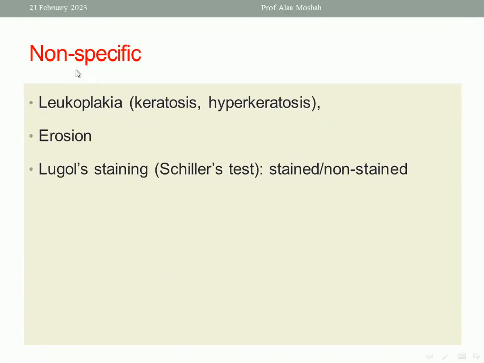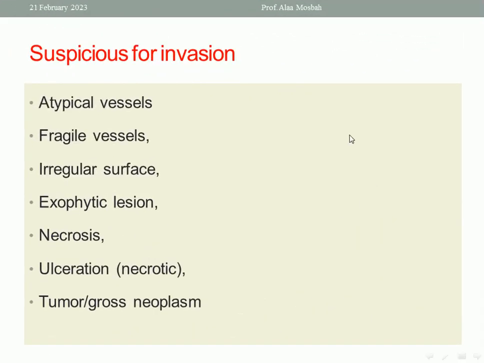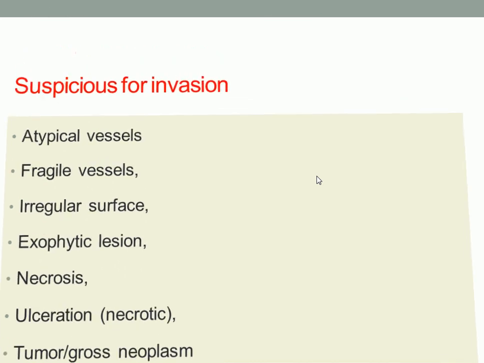Or there may be non-specific signs like leukoplakia, keratosis or hyperkeratosis, or erosion, local staining with iodine or Schiller's test, which may be stained or non-stained. What is also important are the signs suspecting invasion, invasive cancer, like atypical vessels, ladder-shaped branching vessels, fragile vessels, necrosis, ulceration, irregular surface, exophytic lesion, tumor or gross neoplasm. All these are suspicious for invasion.